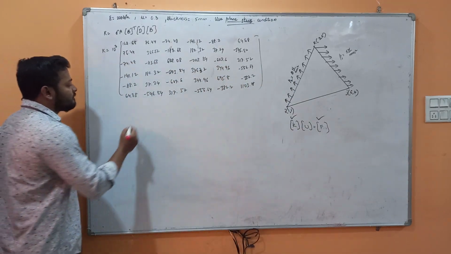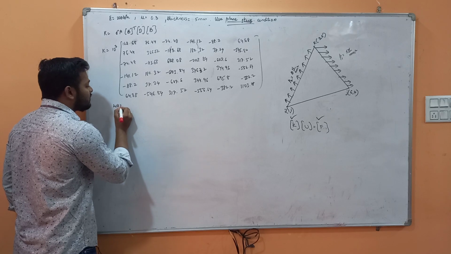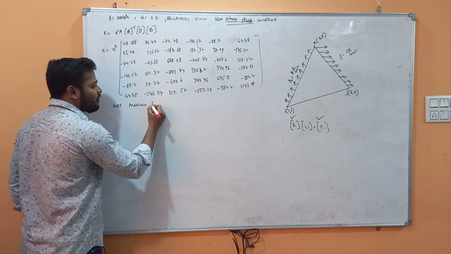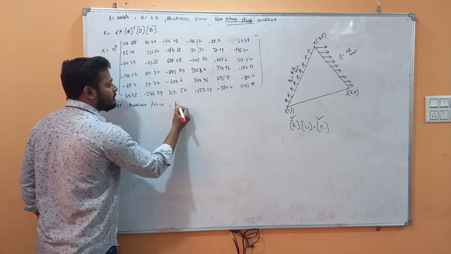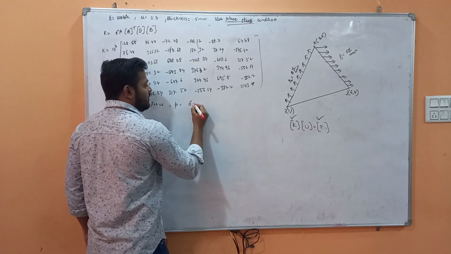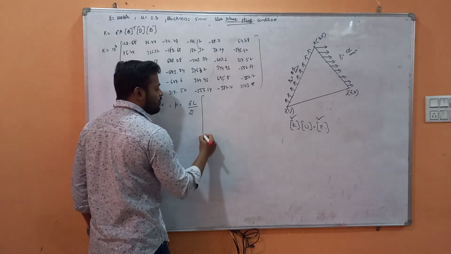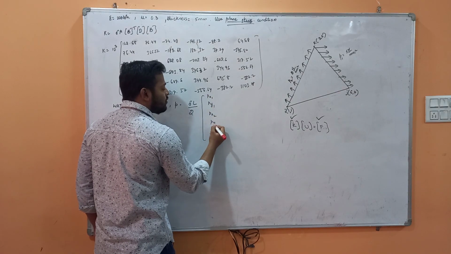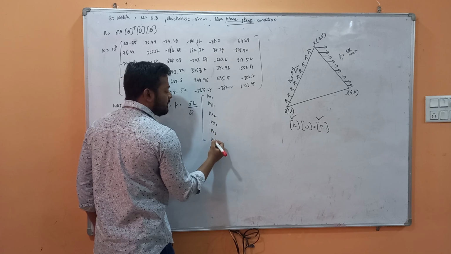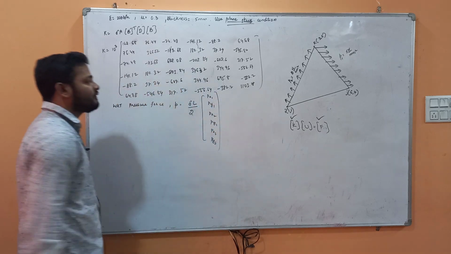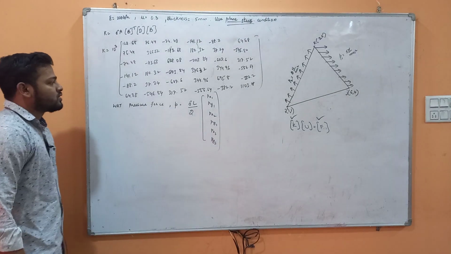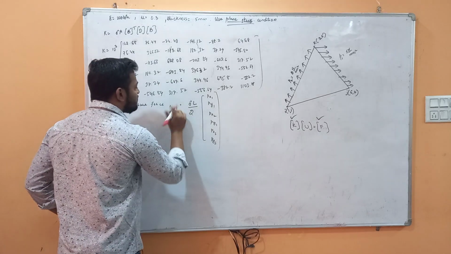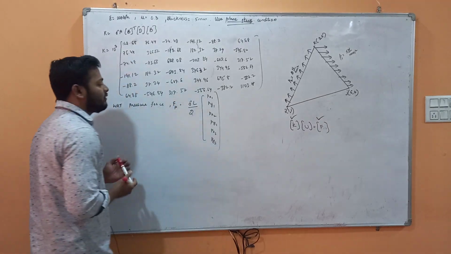So we know the formula of pressure force, which I gave in the last class. The pressure force formula is P is equal to delta L by 2 times Px1, Py1, Px2, Py2, Px3, Py3. So this is the formula of pressure force. By using this formula, we will be able to calculate the pressure force. Sorry, this is pressure force Fp that we will write down.